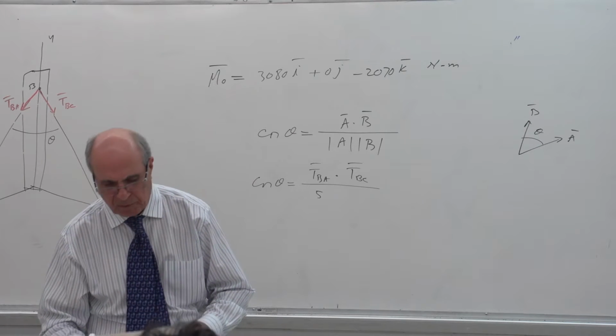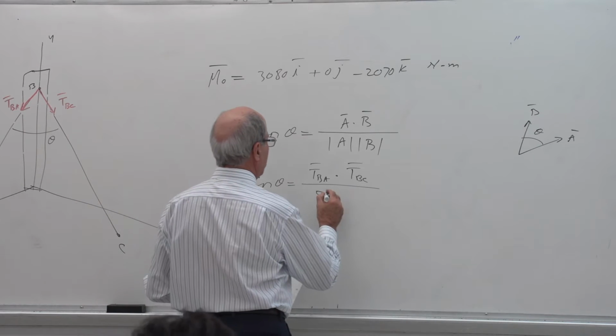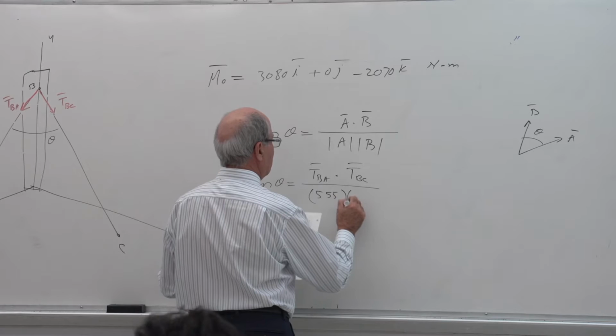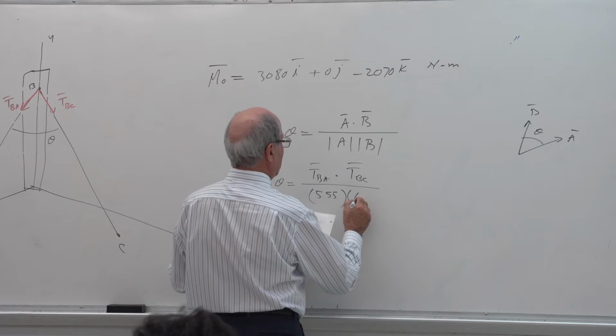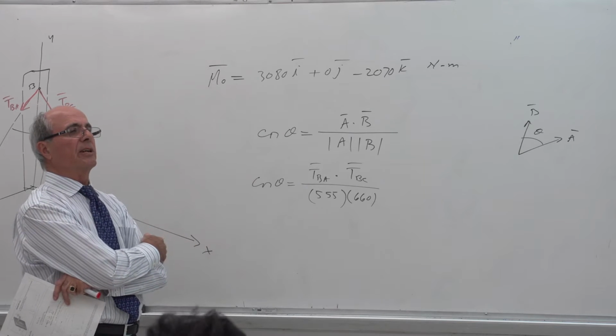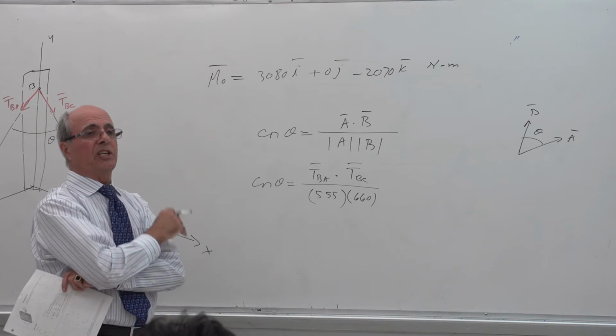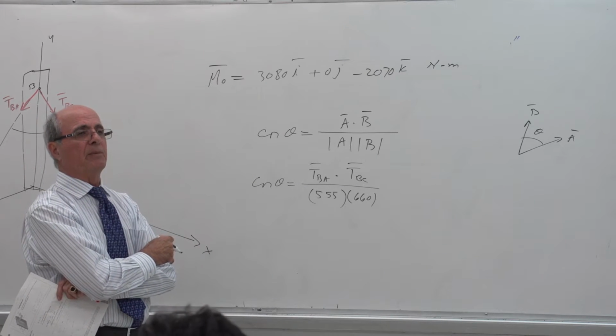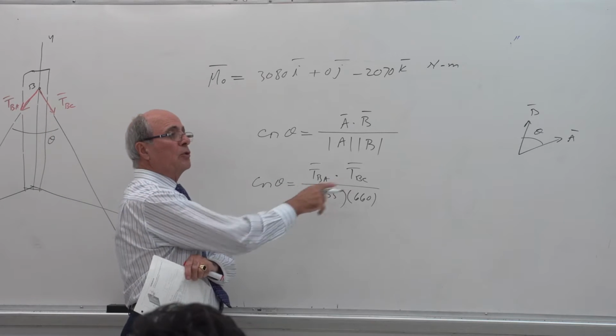One was 555, correct? Yes. 555 multiplied by 660 Newton. That gives you the theta. Is that correct or not? Now, the suggestion, a good suggestion there came from there. Am I only bound to use that?